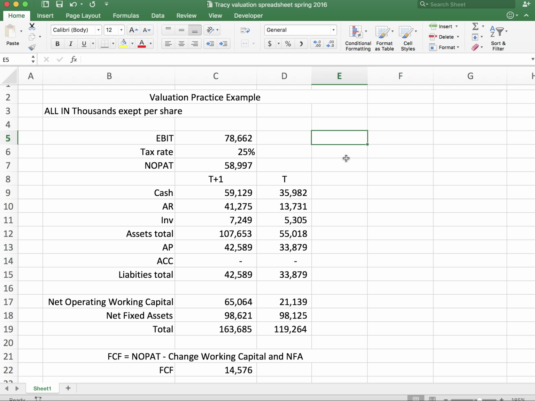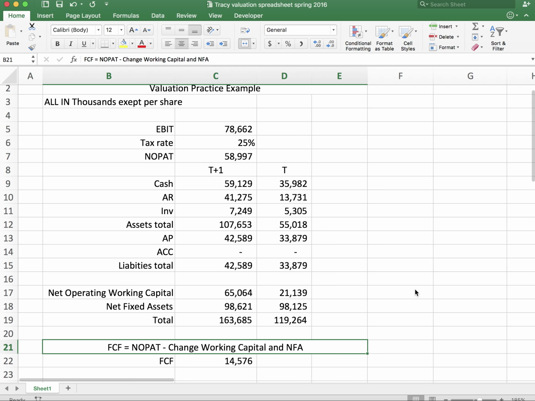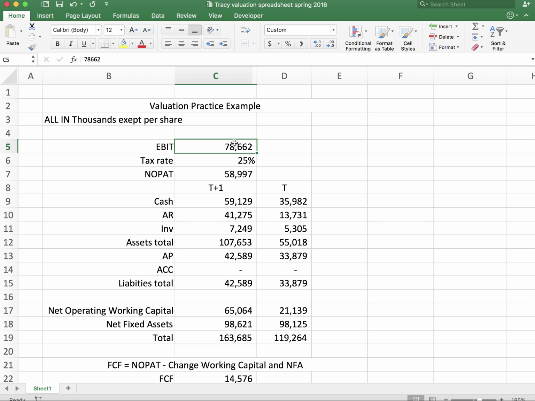The formula that we're looking for is down here, free cash flow. Free cash flow is the amount of money that would be available to the owners. So free cash flow is NOPAT, which is net operating profit after tax, minus the change or the difference in working capital and net fixed assets between this year and last year. So if we go through this, EBIT, and the tax rate is 25%.